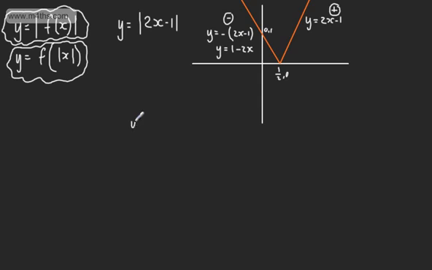Let's do another one. Let's say y is equal to the modulus of x squared minus x minus 6. So the first thing I want to do is factor this. So y is equal to the modulus of x minus 3 multiplied by x plus 2. So again, we have the first type. So if I sketch this up, what we're going to have is the following.